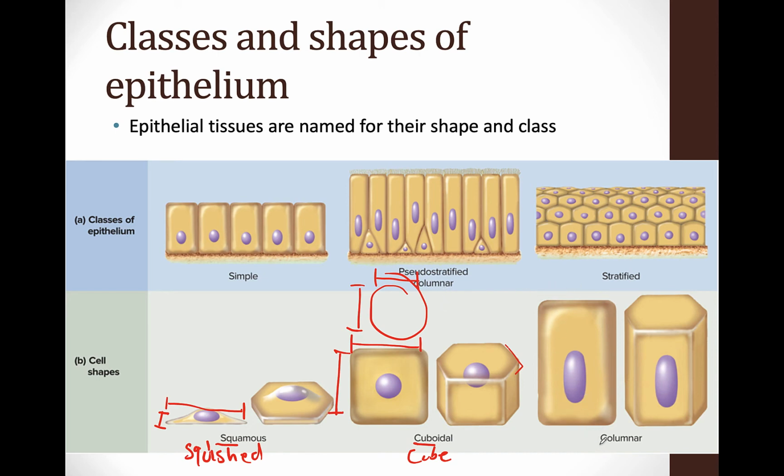And then the last shape is called columnar, and it looks like a column, like that would hold up a roof. So this is going to be very tall and relatively skinny. So a lot of the times we're going to be able to name these tissues as simple squamous epithelium, which tells you it has one layer, it's got squished cells, and it's an epithelial tissue.